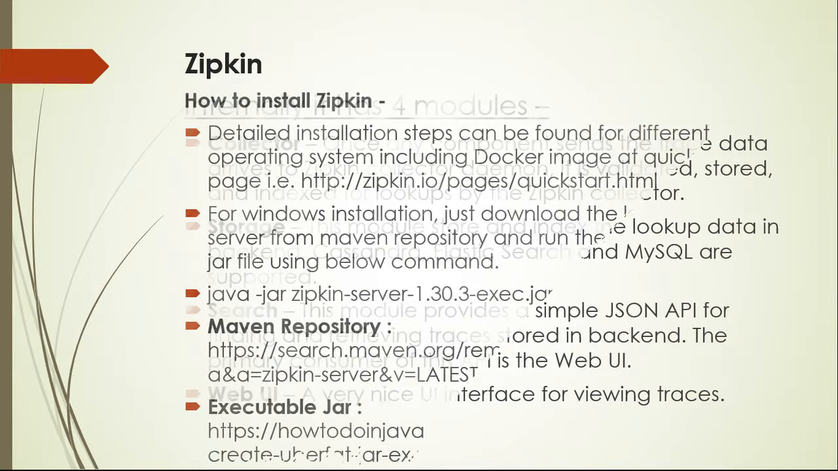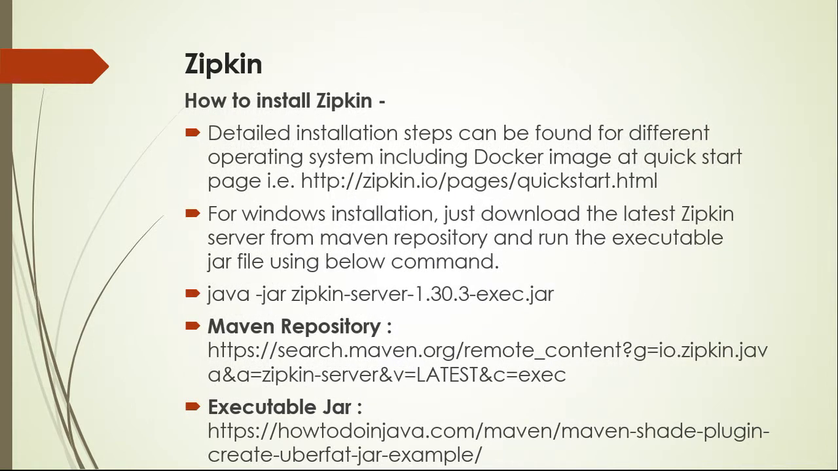Next is how to install Zipkin. Detailed installation steps can be found for different operating systems, including a Docker image, at Zipkin's Quick Start page. For Windows installation, just download the latest Zipkin server from the Maven repository and run the executable jar file using the below command. The command will start the Zipkin server with default configuration. For advanced configuration, we can configure many other things like storage, collector listeners, etc.